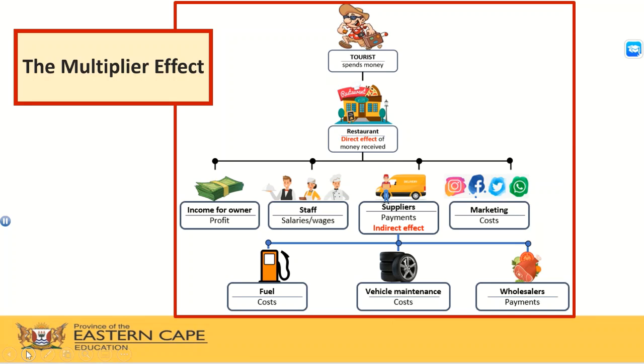And I'd like us just to take one of those so that we can have a look at the indirect effect of that spend from the tourist. And let's take a look at the suppliers. Because the supplier has received money from the restaurant, you will see the indirect effect of that is the supplier now is in a position to put fuel into the vehicle or do vehicle maintenance or pay the wholesaler for whatever goods or services that he or she has obtained from the supplier, which is all an example of the indirect effect of the multiplier effect.